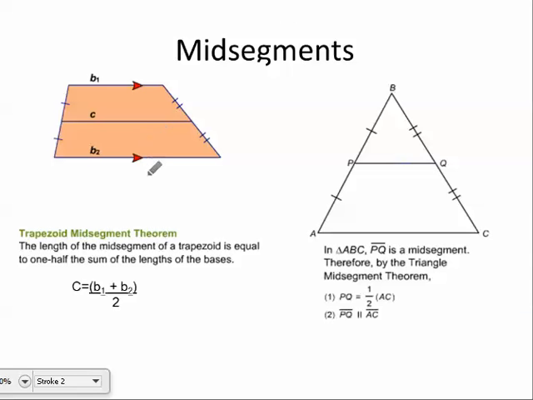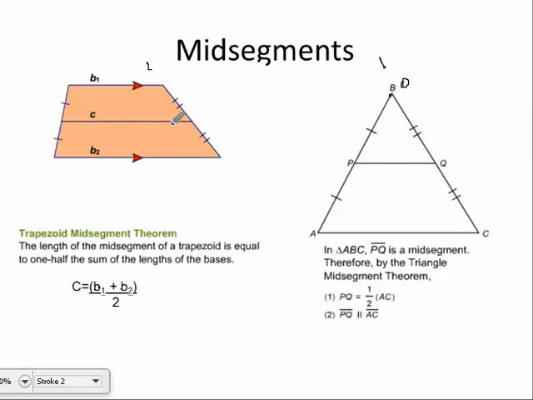Mid-segment theorem. There were two mid-segment theorems. There was one for trapezoids and there was one for triangles. Now, if you look at a triangle as a trapezoid with a zero length at the top, you only have to memorize one formula, because then you can say 0 plus the other base divided by 2. That's one way of looking at it.